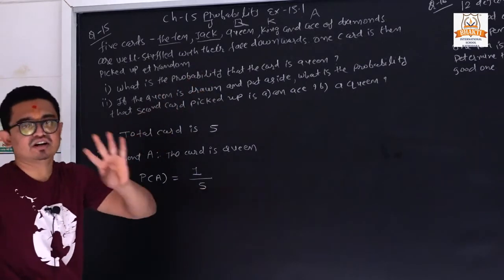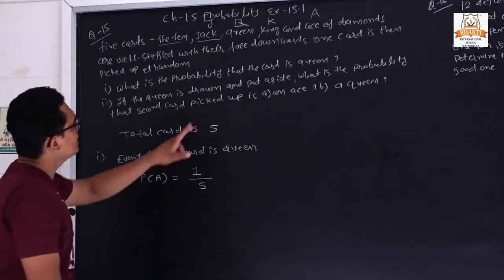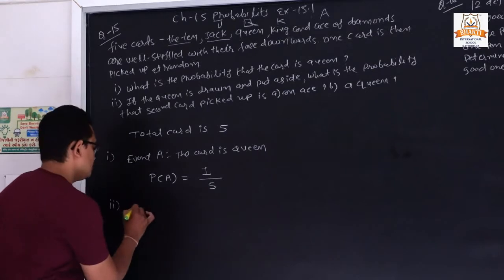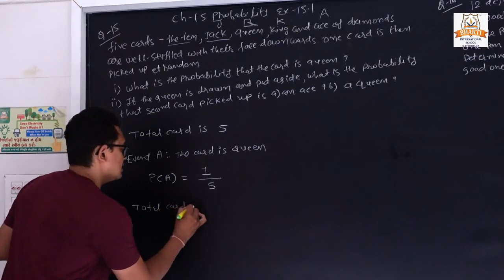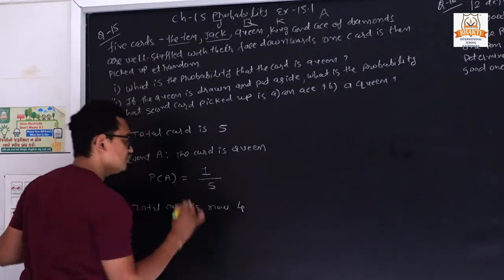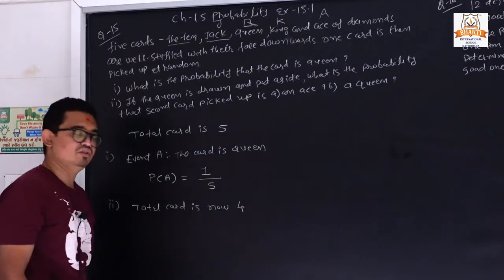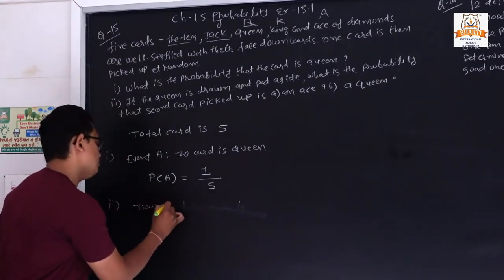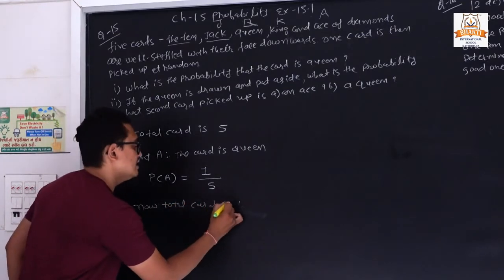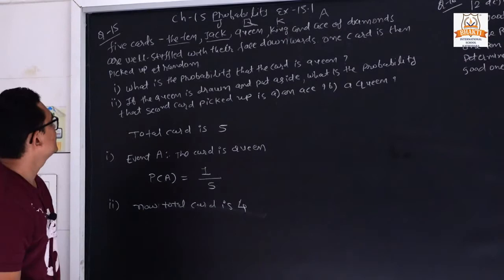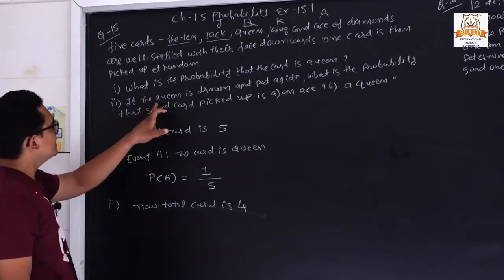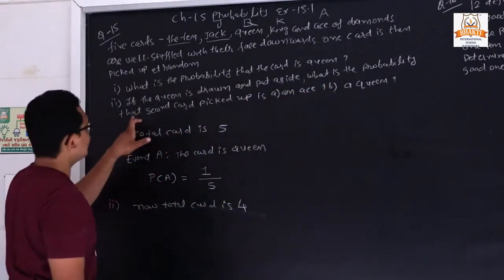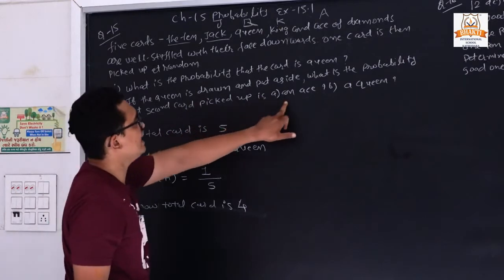Now second, if the queen is drawn, then out of 5 cards we take one card aside. So now we have only a total of 4 cards. The queen is drawn and put aside, so the total number of cards is now 4. Clear? So what is the probability that the second card picked up is an ace?